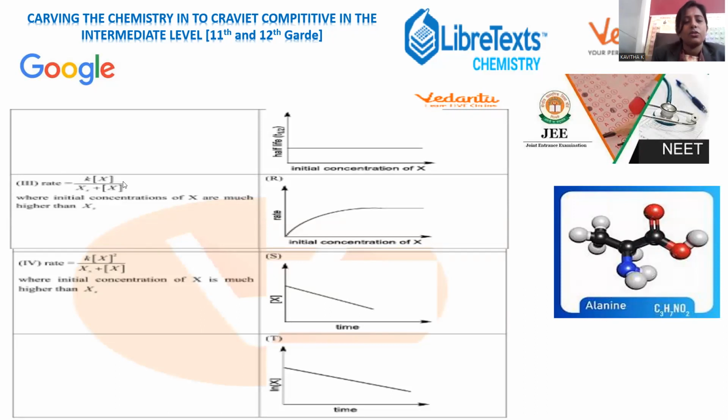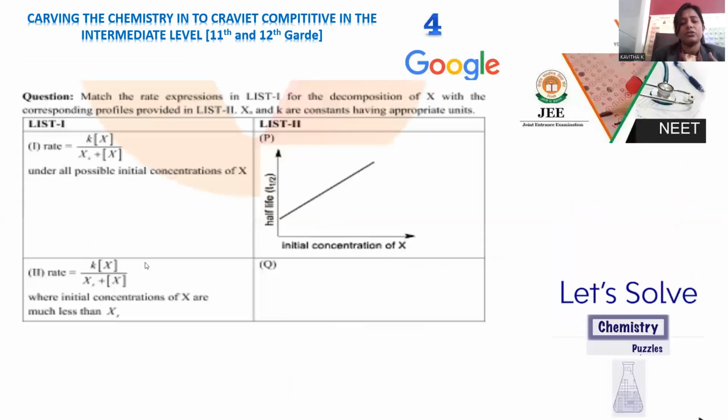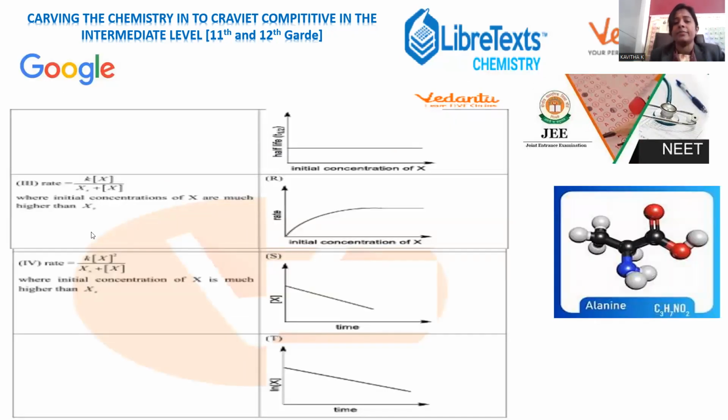And next is about rate is equal to kx by x dot plus x, where the condition is that the initial concentration of x is much higher than x dot. It is the reverse of the second condition. Second condition much less, third condition much higher. In that case, the graph will be represented as y is equal to mx minus c. A negative slope we can notice, with a negative intercept, and here concentration of x is taken on the y-axis, time is taken on the x-axis, and the value will be inclined towards the bottom, top to bottom. This is called y is equal to mx minus c, negative slope you can clearly notice over here.